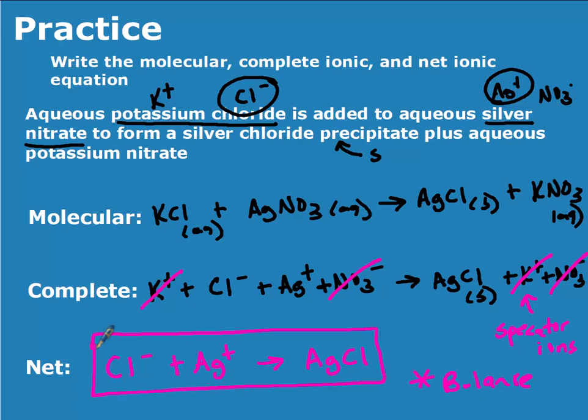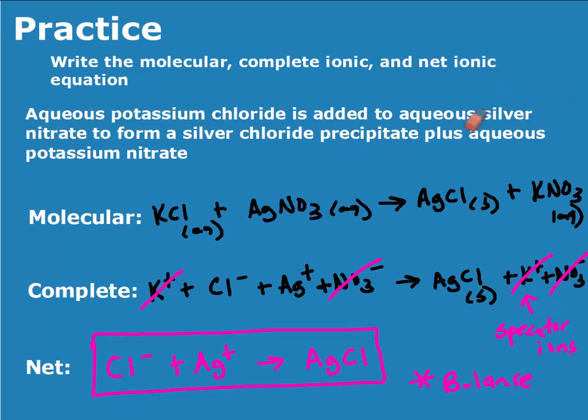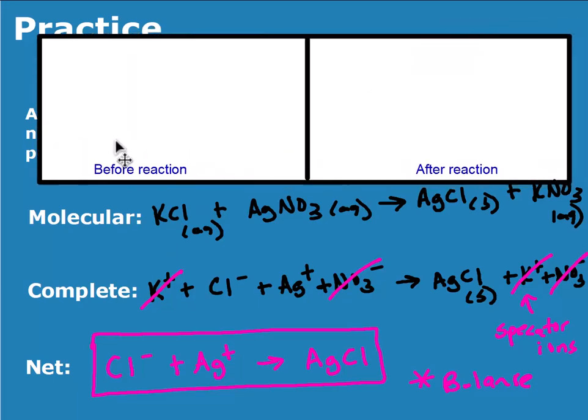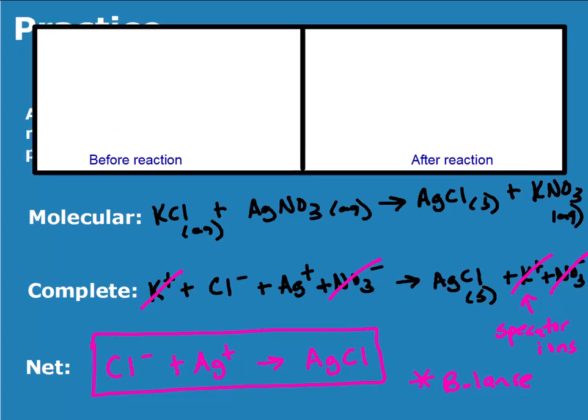The last thing that we're going to do is draw the before and after. So when drawing it, there's a couple of ways we can do it. In this example, let's say that we just have 2 of each of the reactants. So we have 2 potassium chlorides and we have 2 silver nitrates. So our potassium chloride would be dissociated. So we'd have potassium broken apart and our chloride broken apart. And that would be floating around in solution.